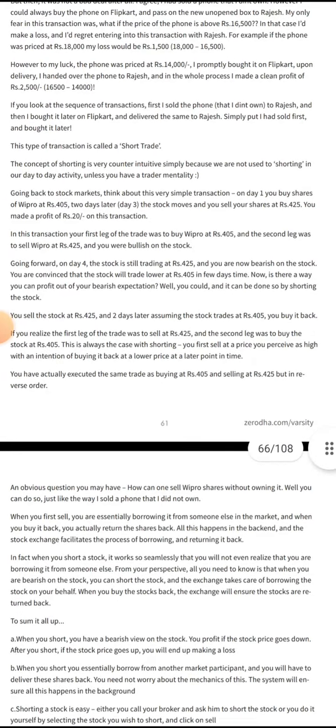An obvious question you may have: how can one sell Wipro shares without owning it? Well, you can do so, just like the way I sold a phone that I did not own. When you first sell, you are essentially borrowing it from someone else in the market, and when you buy it back, you actually return the shares back.